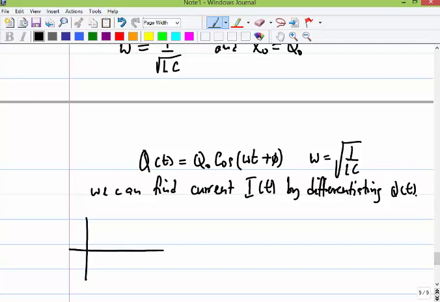Okay, so we can plot a graph of charge versus time. Let me show you a graph of Q of t versus time. This is a cosine graph, as you can see. This will be Q naught, and this is minus Q naught. Okay, so that's just a cosine graph. Let me redraw it, I started the wrong way. Okay, so this is what I want. So that's your cosine graph.